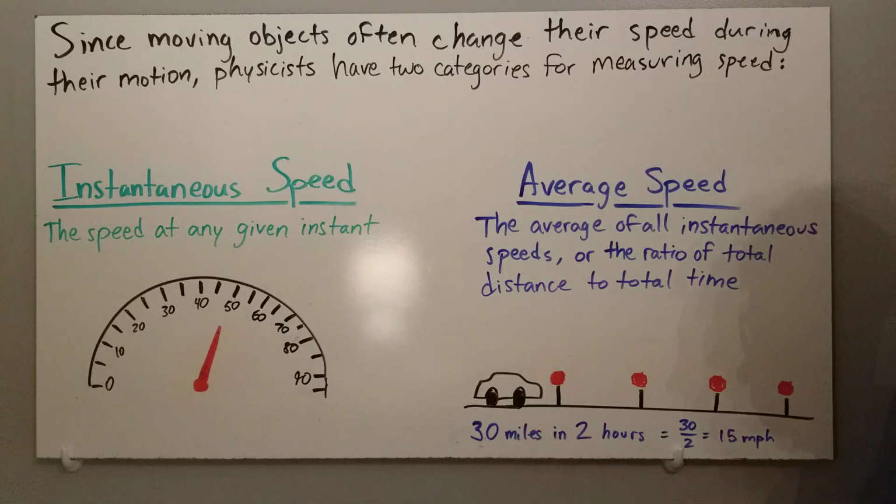So an example here is a car that's traveling across town, but it's having to stop a bunch of times. So it's constantly speeding up and slowing down. Its instantaneous speed is always changing. But if you wanted to know how fast on average the car went, you could take the total distance, let's say 30 miles, and the total time, 2 hours, find the ratio of distance to time, 30 over 2, that would be an average speed of 15 miles per hour.